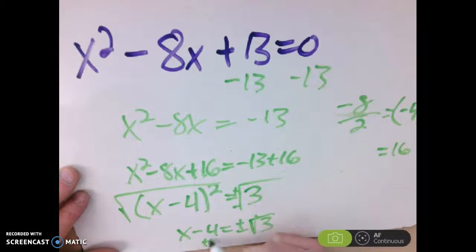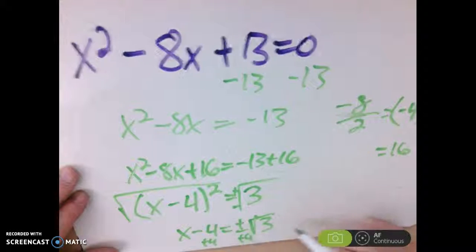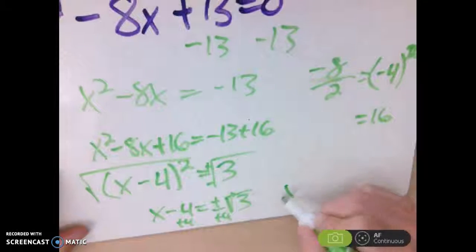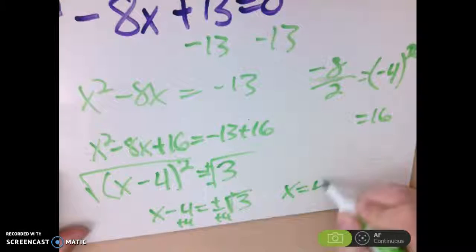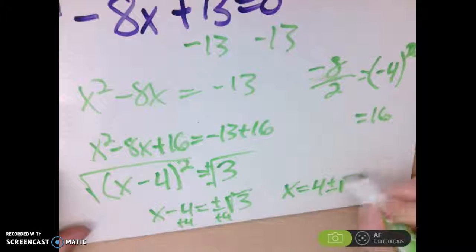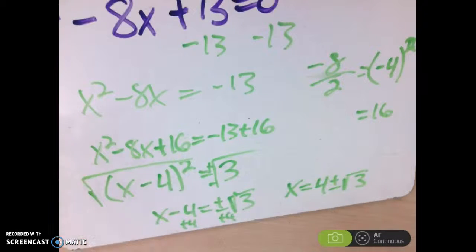Add 4 to both sides, plus 4, and my final answer will be x equals 4 plus or minus the square root of 3. Now, I would have gotten the same exact answer had I done the quadratic formula, and hey, maybe you like to do the quadratic formula more than you like to do this. This is a really useful tool. I think it's really easy. I like to do it.